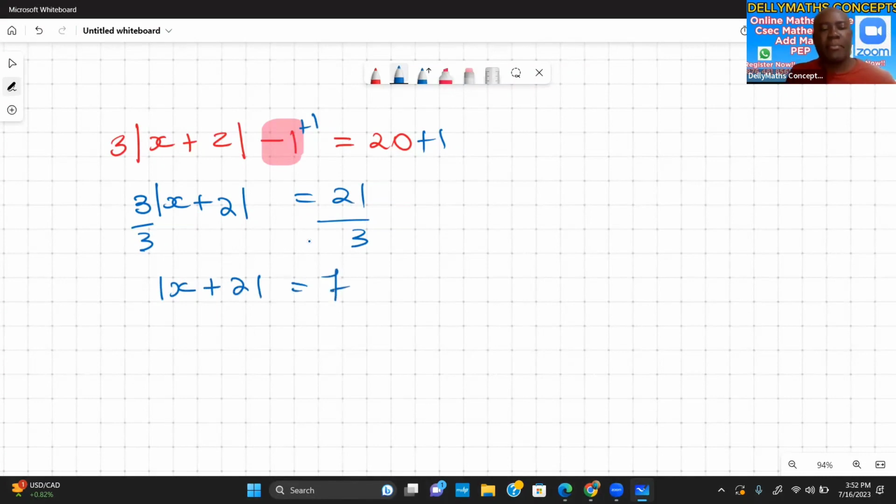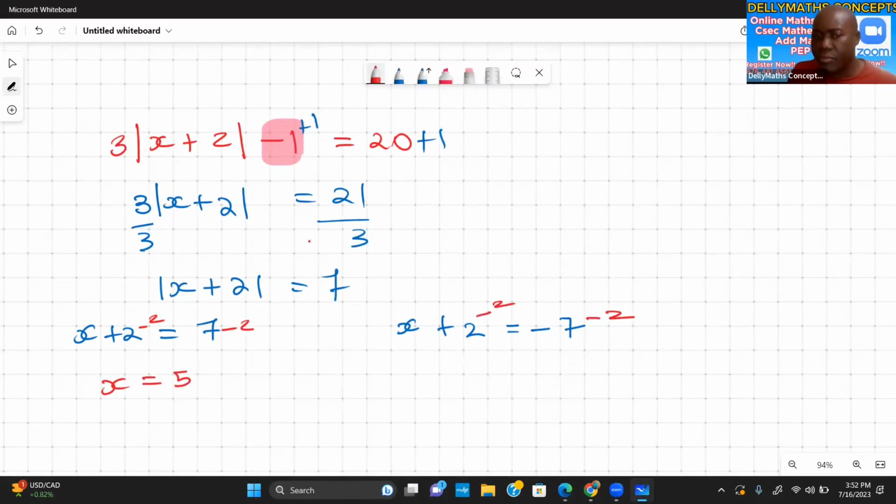And at this time, I can say, okay, here are my two cases, right? Now my two cases are as follows. x plus 2 is equal to 7, as well as x plus 2 is equal to negative 7. And I want to solve these. So in solving these, I'm going to subtract 2 from both sides. So one of my solutions is x is equal to 5. And then here, I'm going to subtract 2 from both sides. My other solution is x is equal to negative 9.